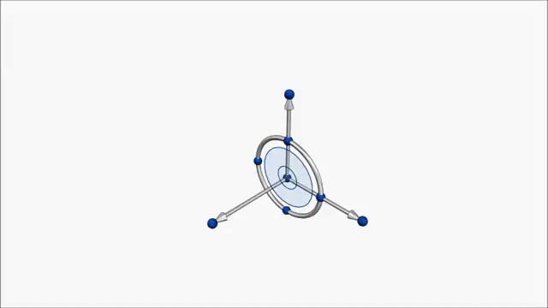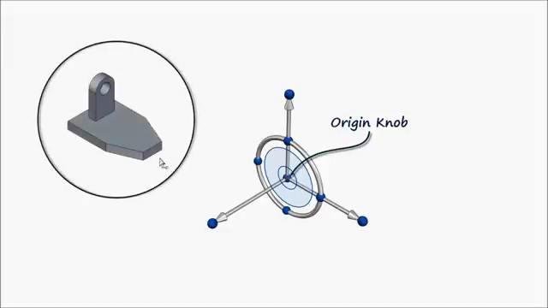Let's take a look. First of all, let's examine the anatomy of the steering wheel. The origin knob is used to define the reference point when moving. You can use the origin knob to reposition the steering wheel to another location on the model.